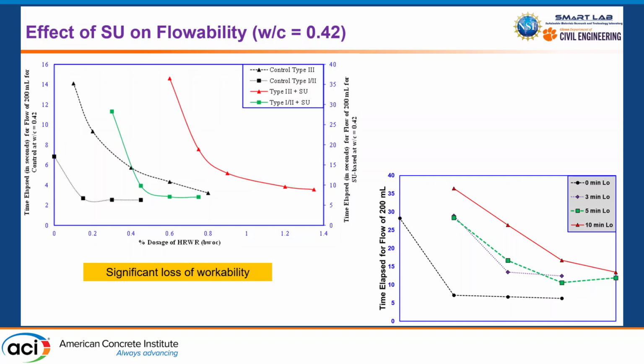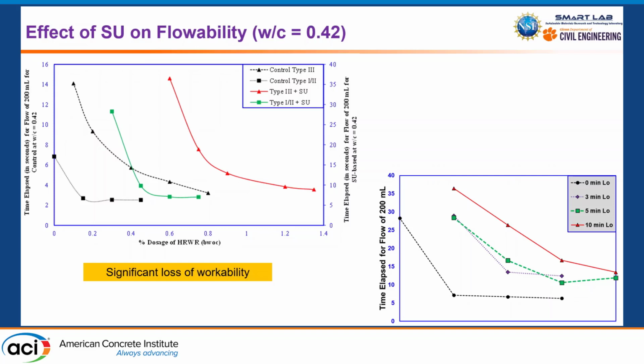When we added sodium aluminum sulfate based accelerators here, they significantly increase the demand for your high range water reducer, as well as the time it takes for the cement to flow. So they significantly increase the saturation dosage. Saturation dosage is the dosage after which your high range water reducer cannot change the workability of your system. So they are extremely potent in reducing your workability.